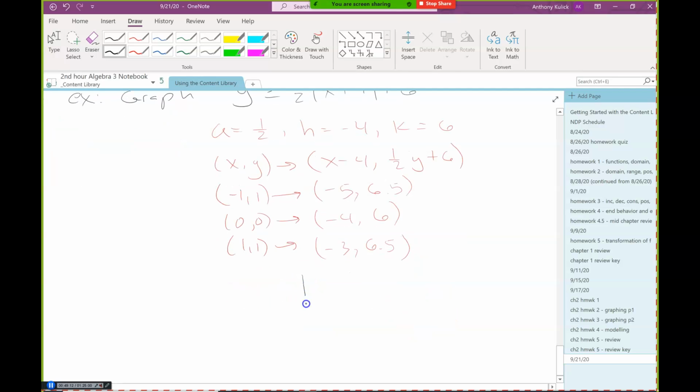Once we have our three points, I'm going to draw our graph. 1, 2, 3, 4, 5. 1, 2, 3, 4, 5, 6, 7. So -5 and 6.5. -4 and 6. And then -3 and 6.5. And now we go back and look at our inequality. This was a greater than or equal to, so we're going to draw a solid line because it's an or equal to. And because it was greater than, we're going to shade above.